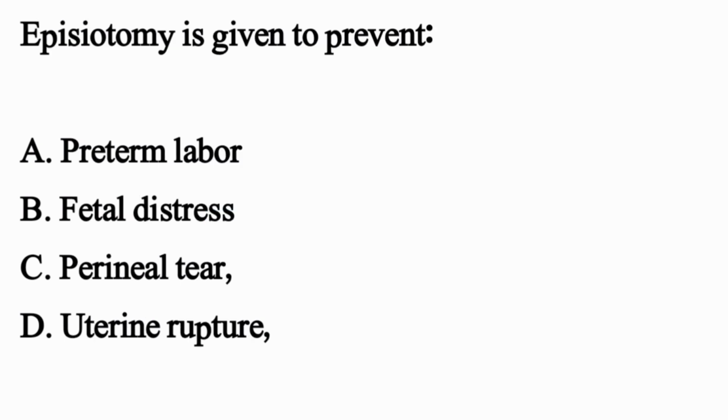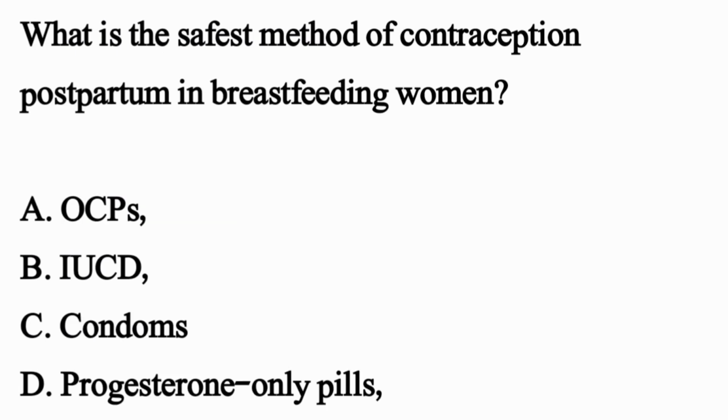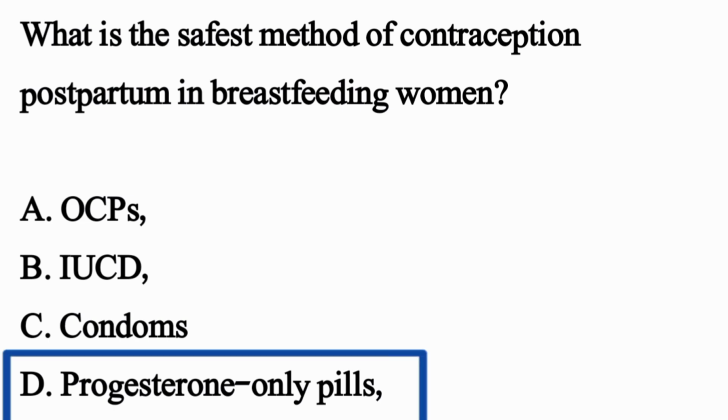Episiotomy is given to prevent. The right option is option C. Perineal tear. What is the safest method of contraception postpartum in breastfeeding women? The right option is option D. Progesterone only pills.